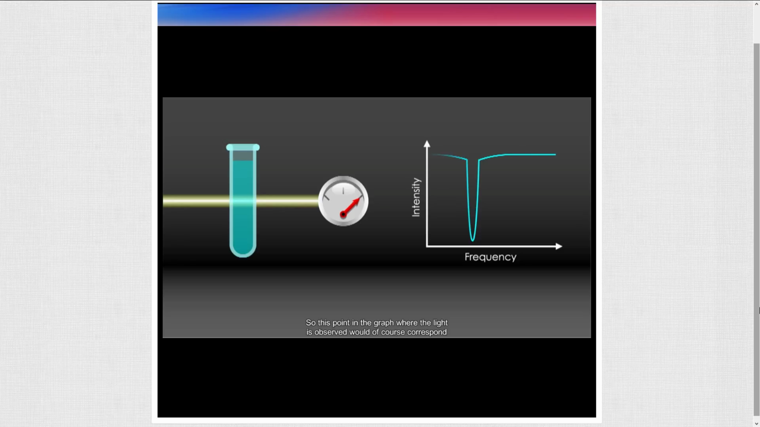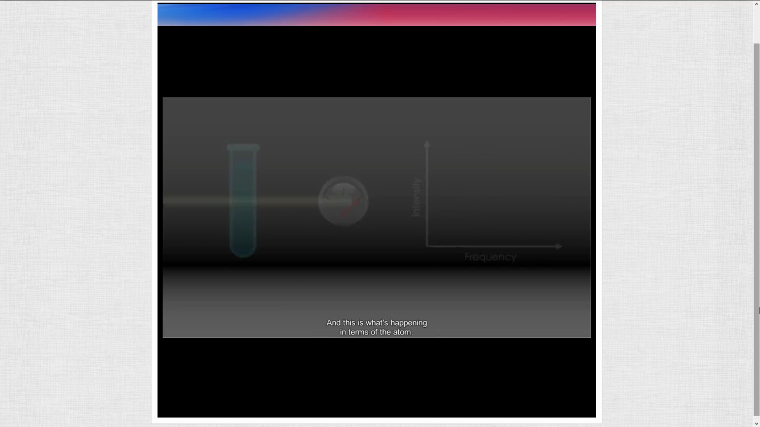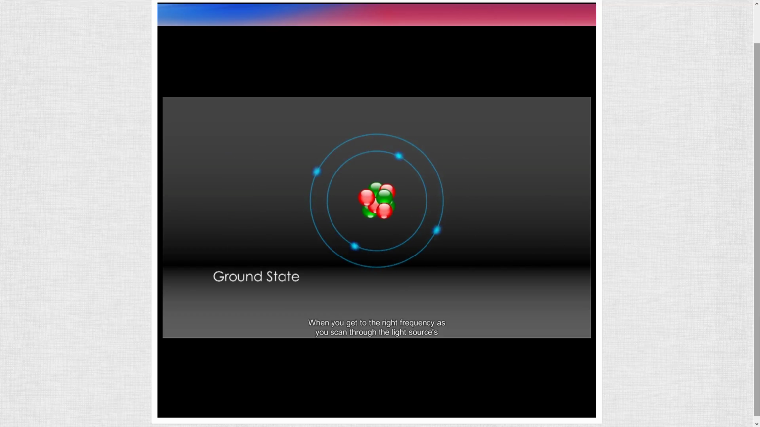So this point in the graph where the light is absorbed would of course correspond to one of those black lines observed in the solar spectrum by Fraunhofer. And this is what's happening in terms of the atom. When you get to the right frequency, as you scan through the light source's frequencies, the electron can absorb the energy and be promoted to a higher energy level. And this is called the excited state. And again, the delta E, the change in energy as it goes up to the next level, is characteristic of that particular element.